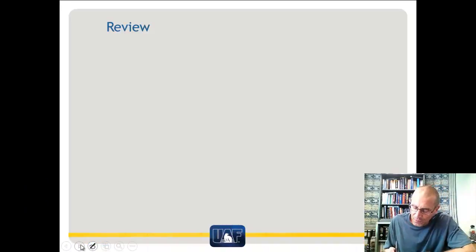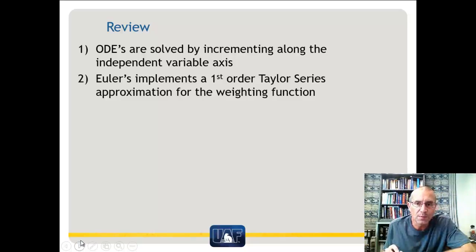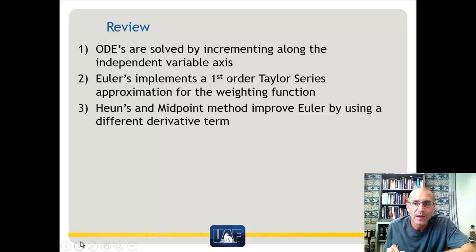All right, so let's review what we looked at. We saw that ODEs are solved by incrementing along the independent variable axis, and we've got some weighting function phi. We saw that Euler's implementation is a first-order Taylor series, and that's what it uses for the weighting function phi. Heun's and the midpoint method improve Euler by using different derivative terms. Heun's can be iteratively implemented using averages of the original and the step size. Midpoint just uses that at the midpoint.